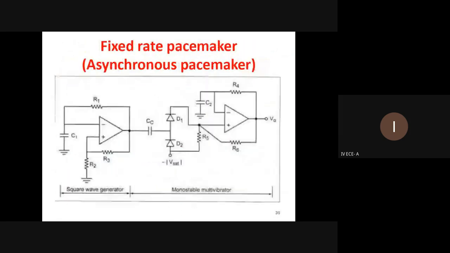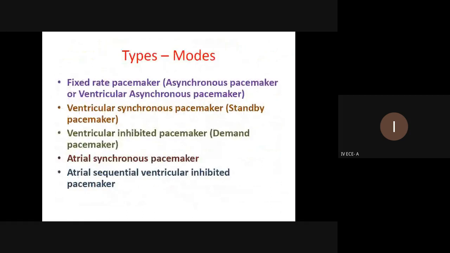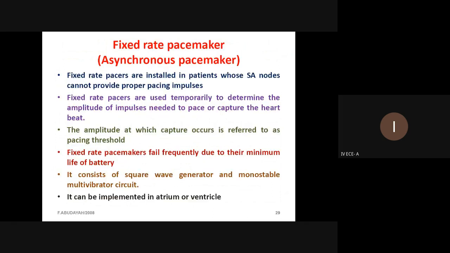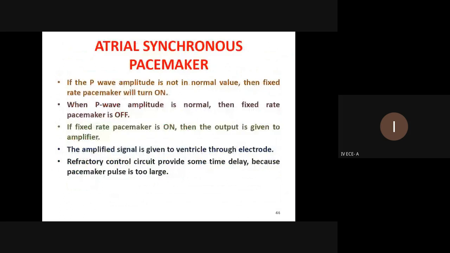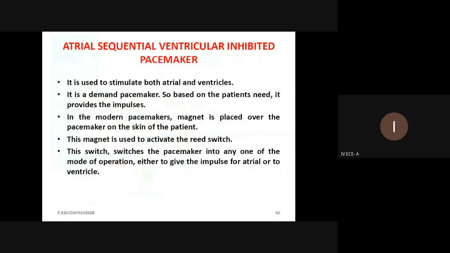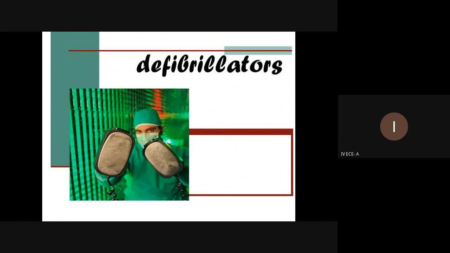Okay, so these are all the types of pacemakers, which are responsible for generating the impulses. So what are the types? One is the fixed rate pacemaker, then the ventricular synchronous pacemaker, the ventricular inhibited pacemaker, which is also known as a demand pacemaker, the atrial synchronous pacemaker, then the atrial sequential ventricular inhibited pacemaker, also called a demand pacemaker. The refractory circuit and timing control circuit are the most essential parts in pacemakers. Okay, then we go to defibrillators.